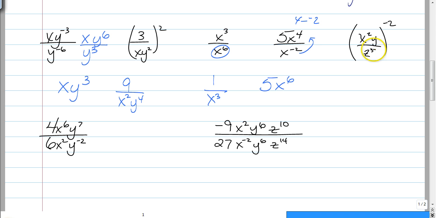This one's a little tricky. When you have a group, a whole set, or a big fraction raised to a negative 2, the best way to do this problem is to rewrite it as a reciprocal. So z cubed over x squared y raised to the positive 2. Remember, a negative exponent just means reciprocal. So if it's already a fraction, just rewrite it as a reciprocal to the positive exponent. And then that'll just simplify to z to the 6th over x to the 4th y squared. Because you just multiply everything, because when you raise an exponent to another exponent, you multiply.